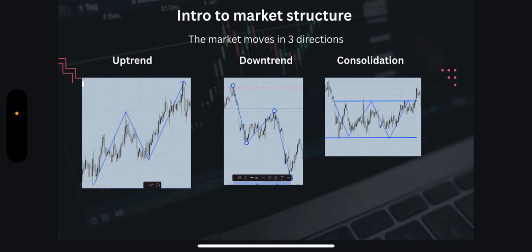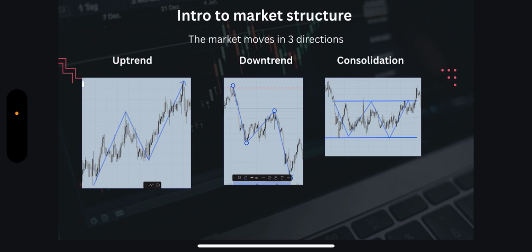Okay, so in this lesson, we're going to be looking at the introduction to market structure. We're going to be looking at the three directions that price moves in. We're also going to be reviewing trend lines and zones. What validates a trend line? How do you locate a zone? And the different trading types, such as day trading, scalping, and so on.